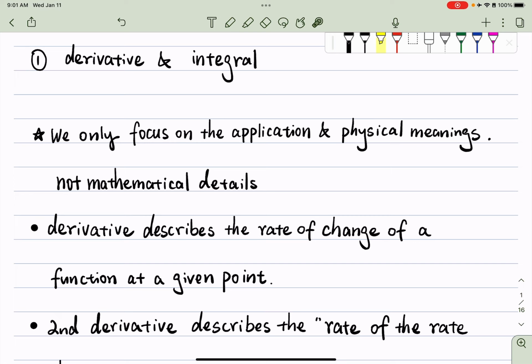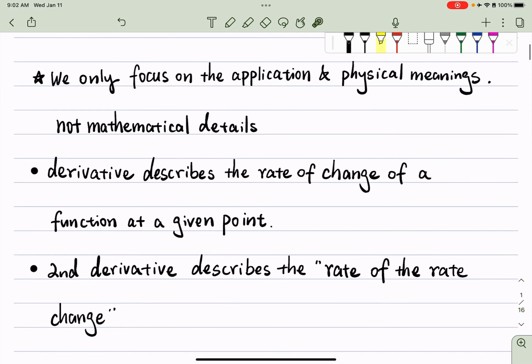So again, first things first, this is still a chemistry course. So we will be only focused on the application and physical meaning, not mathematical details. I'll show you some examples later on, but the bottom line here is I'm not going to ask you to solve any very complicated integral or derivative. It defeats the purpose, but you do need to understand what I'm saying when I'm talking about a derivative.